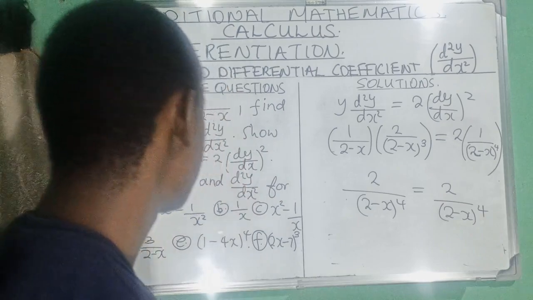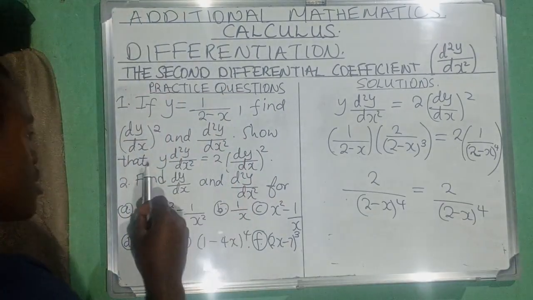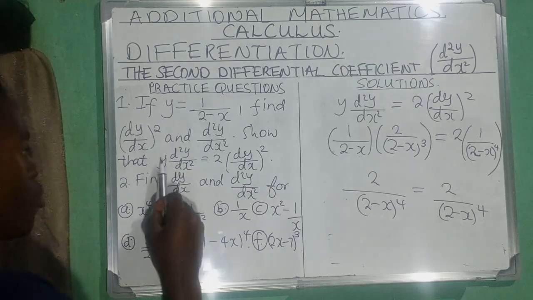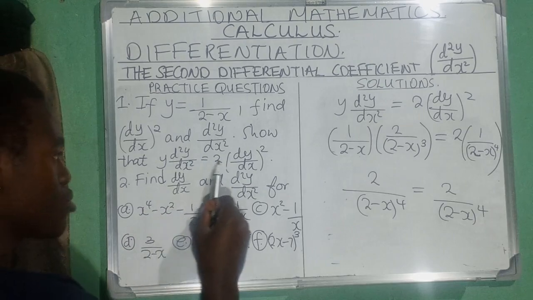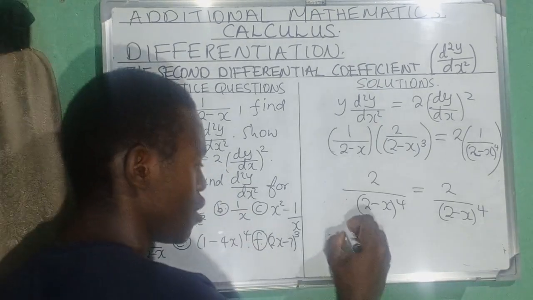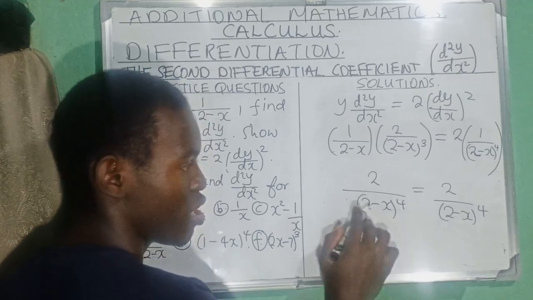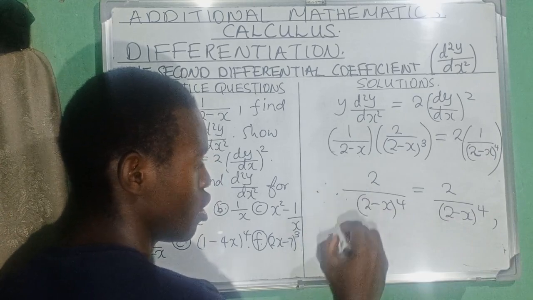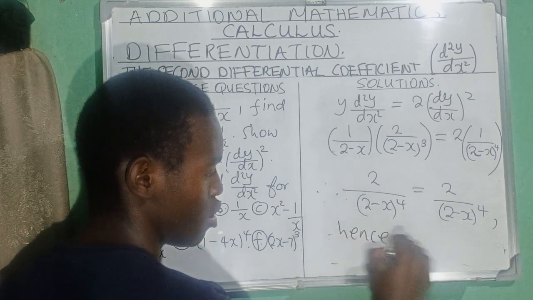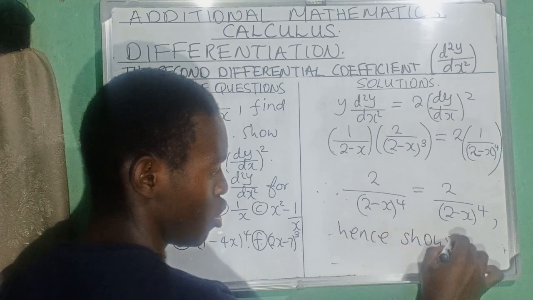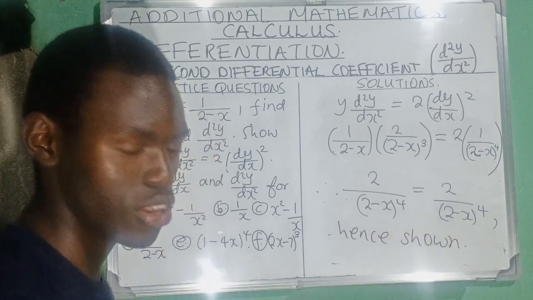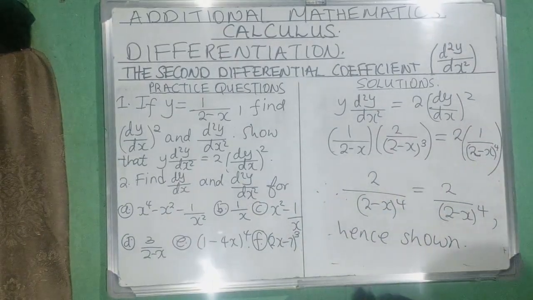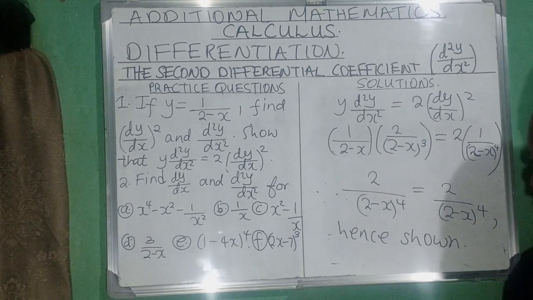And then the question said, show that y multiplied by d2y dx2 is equal to 2 multiplied by dy dx squared. So you say that is equal to that as a conclusion, hence shown. Always remember to write the hence shown. Alright, so if you really look at the question and evaluate it the way it's looking, this is your final answer.